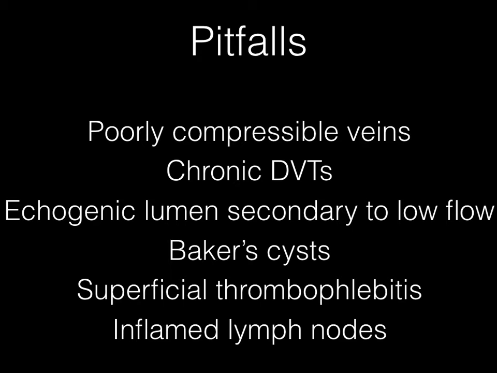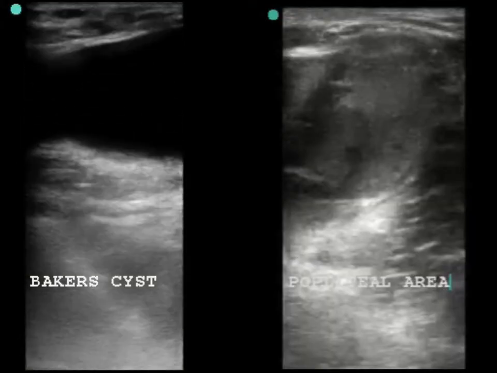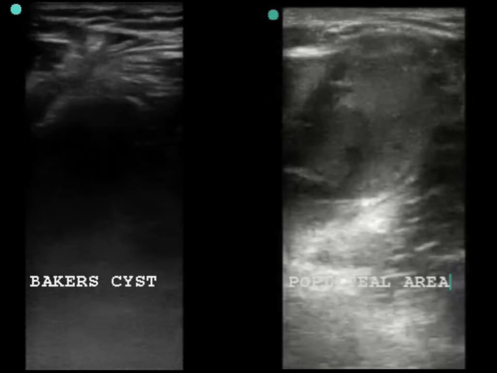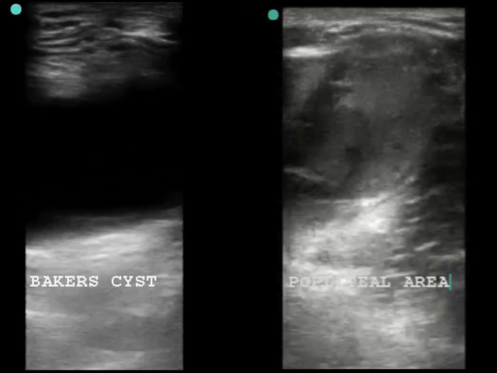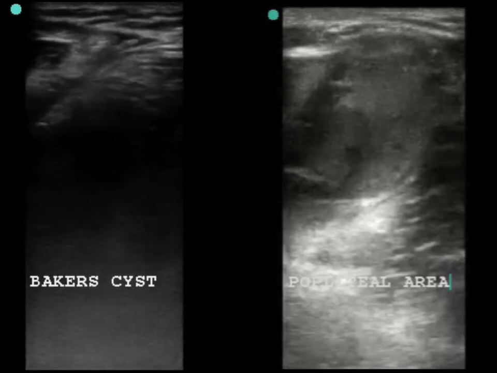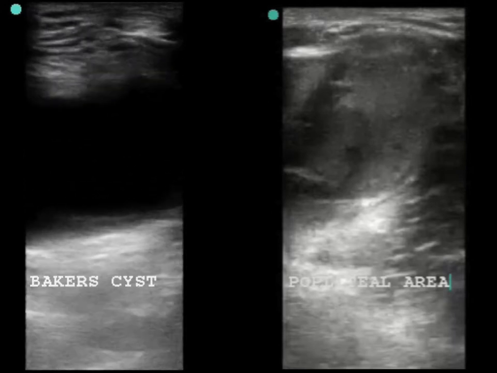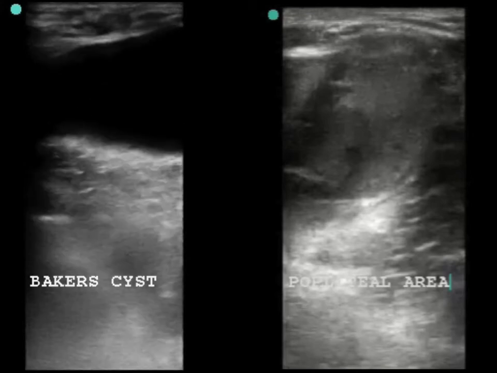On this note, I just wanted to show you a couple examples of Baker cysts. On screen left here is a Baker cyst. This one is a simple Baker cyst. If you were to slide down, you'll see it has a beginning and an end. If we were to put color flow on it, it doesn't have any color flow within it, and it's not continuous with any vessel.